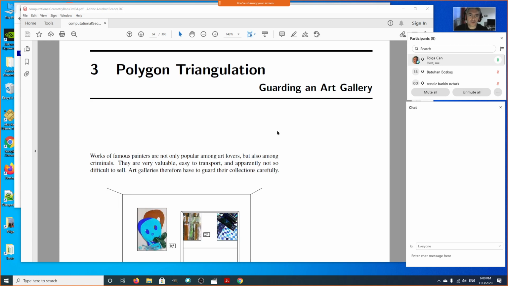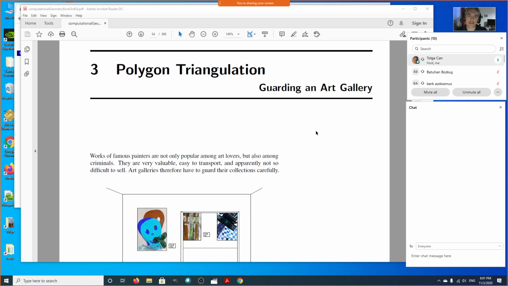This evening we are going to cover chapter 3, which is Polygon Triangulation, and the motivating problem is guarding an art gallery. Again, this chapter is composed of 3 parts. The first part is how we can solve the art gallery problem by modeling it as putting cameras in triangles.